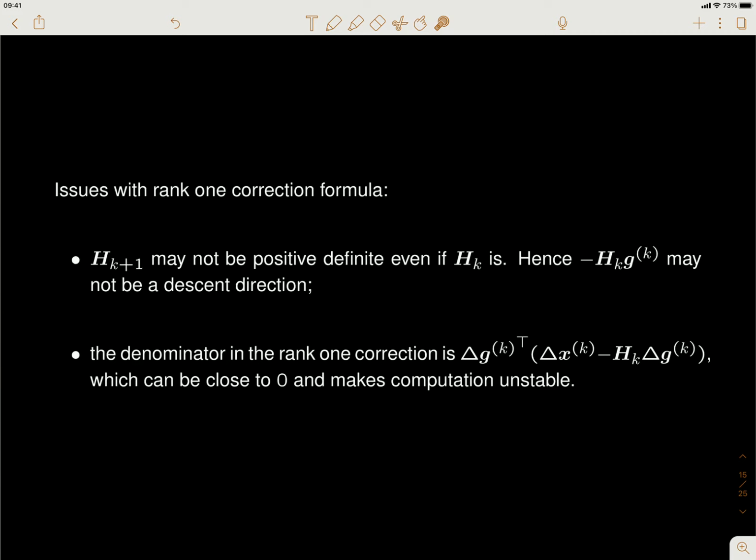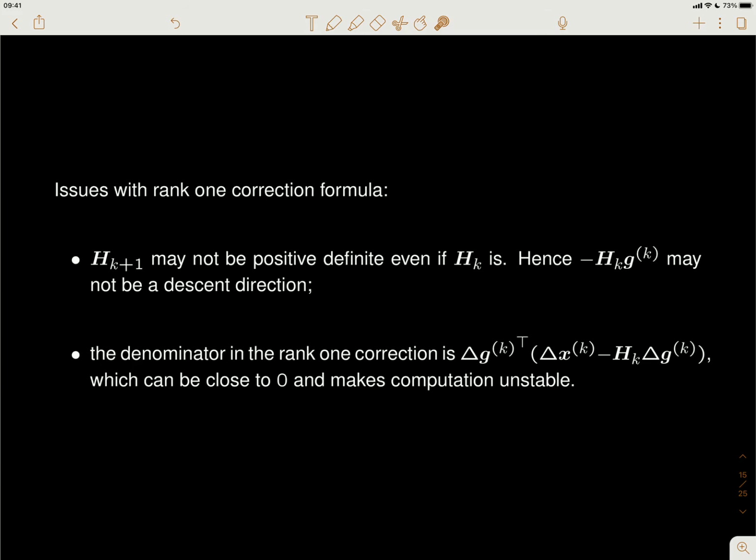Okay, so that's the rank 1 matrix. I think it looks a little bit magic that everything just cancels out so nicely, and we end up with this very nice rank 1 update formula. And in practice, it does work, but in some cases, it has an issue. There are two issues I'm going to put here.